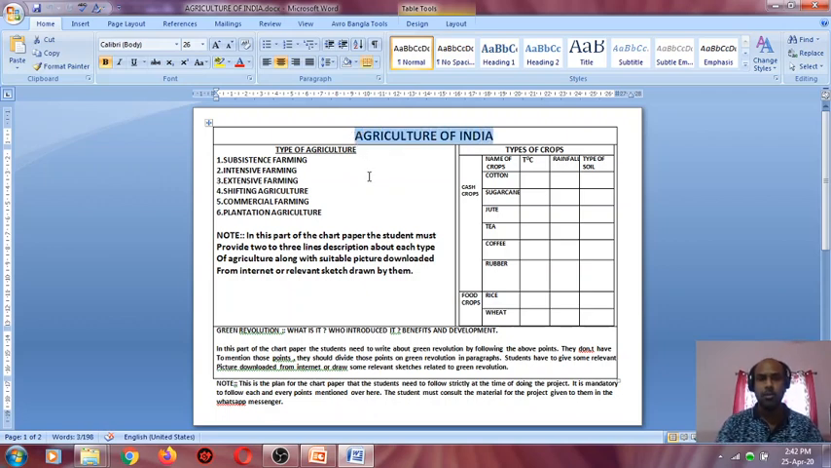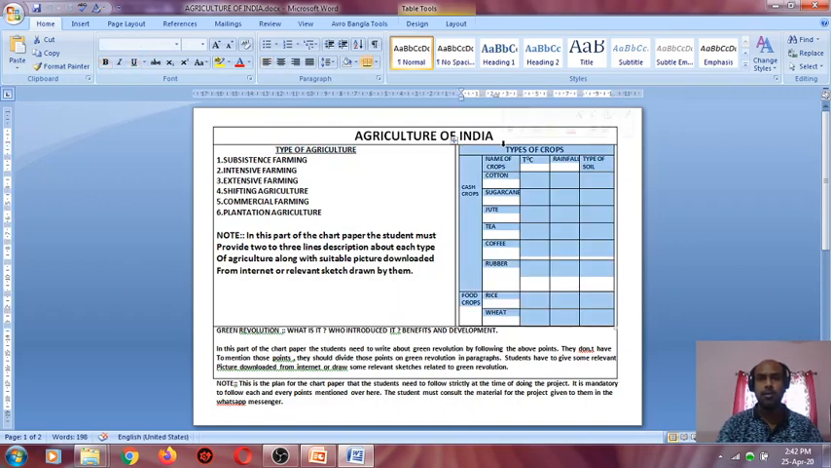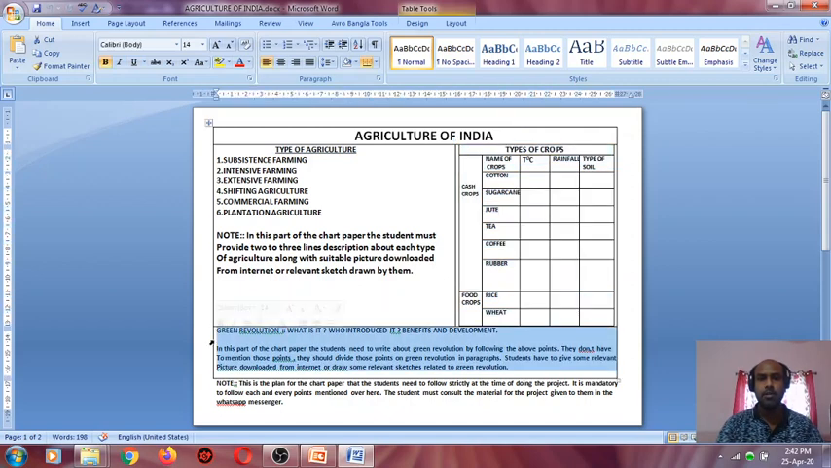Then what you have to do, you have to subdivide the chart paper into three parts. On one part you have to write about types of agriculture, and another part you have to write about the types of crop, and on the bottom part you have to write about green revolution. What is it, who introduced it, benefits and development.